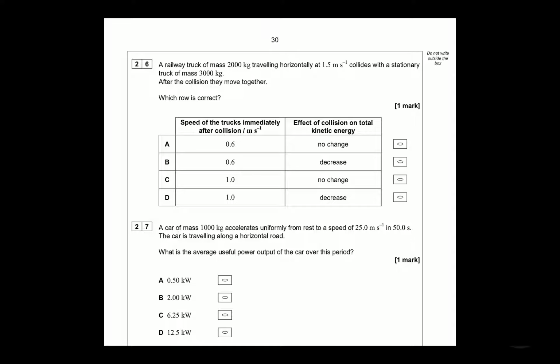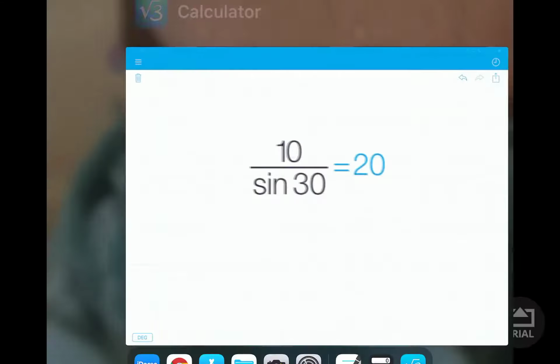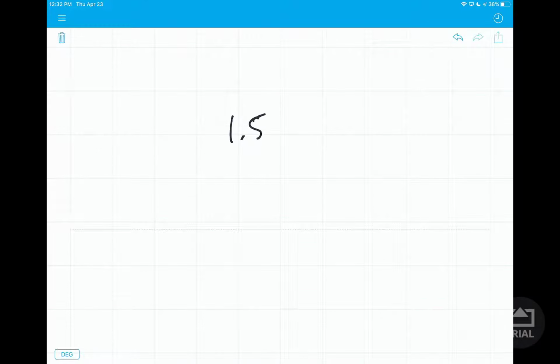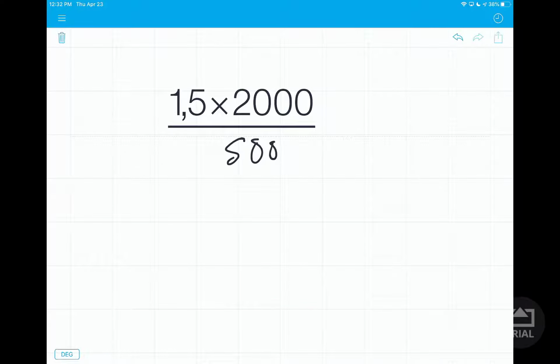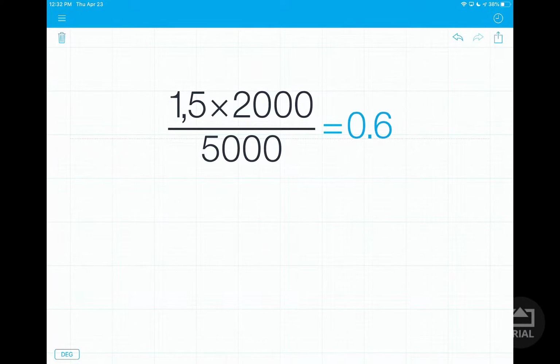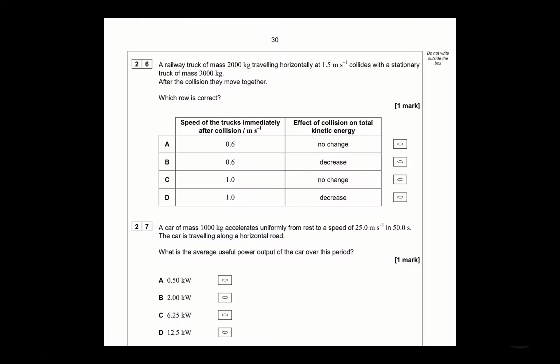So it's got to be 1.5 times 2,000 divided by 5,000. 0.6. There's a picture of Dennis. So it's 0.6, so no and no, and it's an inelastic collision, so we have a decrease in kinetic energy. Okay, so it's got to be B.